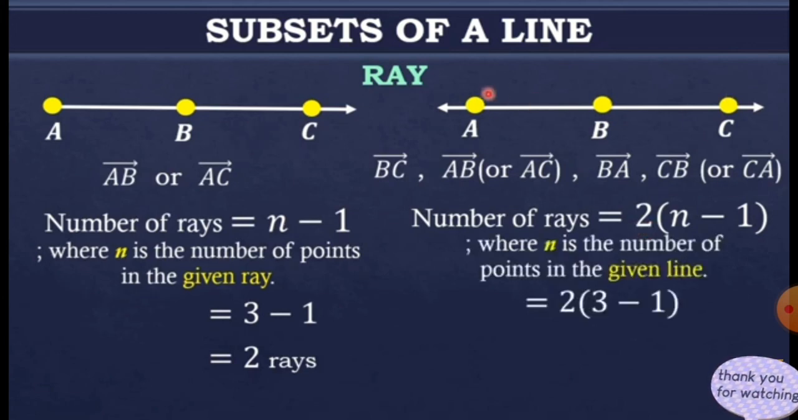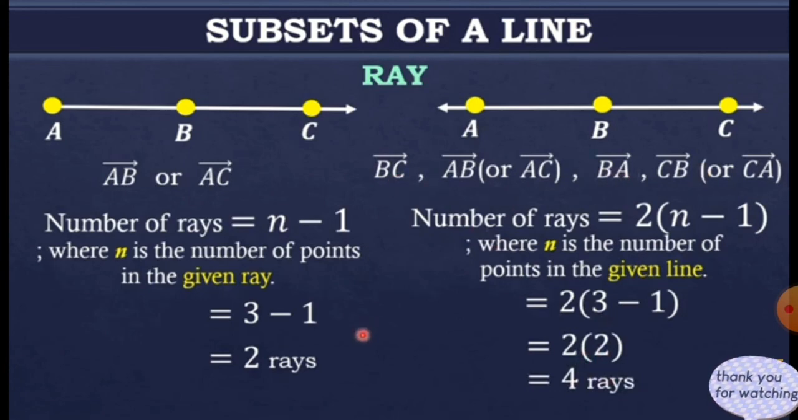So, substitute natin. Meron akong 3 points. So, 2 times 3. Lalagay natin dito 3. So, 3 minus 1 is 2. 2 times 2, we have 4 rays. I-check mo. 1, 2, 3, 4.